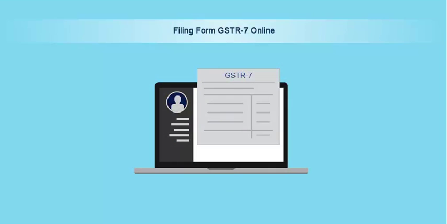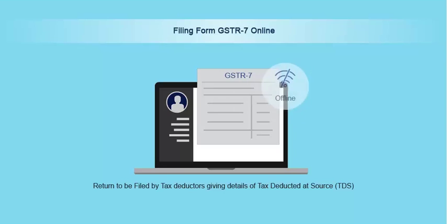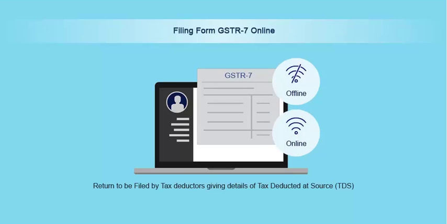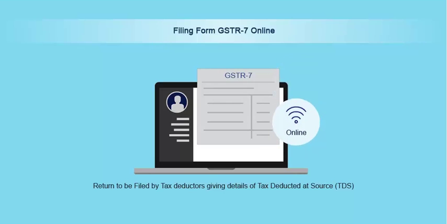Form GSTR-7 is a return to be filed by tax deductors giving details of tax deducted at source, also called in short as TDS, paid at the time of making payment to suppliers. Form GSTR-7 can be filed using the offline utility or directly online. This video will guide you how to file this return online on the GST portal. Let's get started with this video.